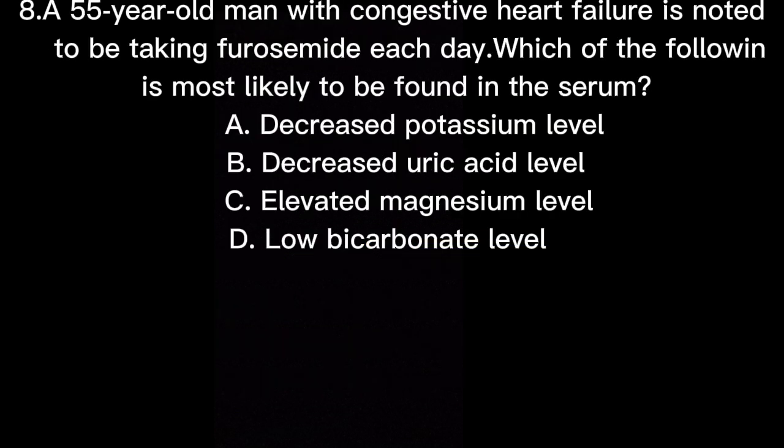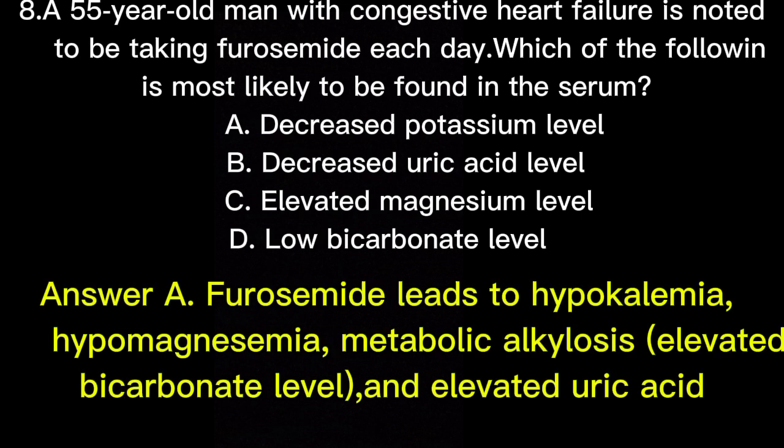Question number 8. A 55-year-old man with congestive heart failure is noted to be taking furosemide each day. Which of the following is most likely to be found in the serum? A. Decreased potassium level, B. Decreased uric acid level, C. Elevated magnesium level, D. Low bicarbonate level. Answer A. Furosemide leads to hypokalemia, hypomagnesemia, metabolic alkalosis, elevated bicarbonate level, and elevated uric acid.